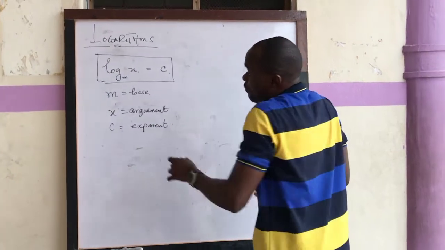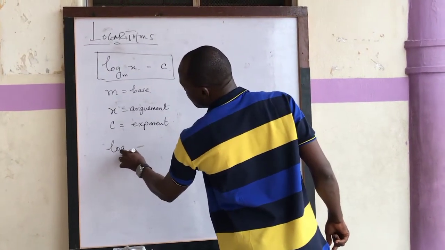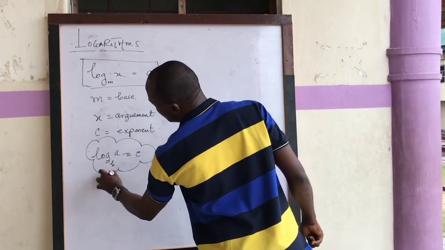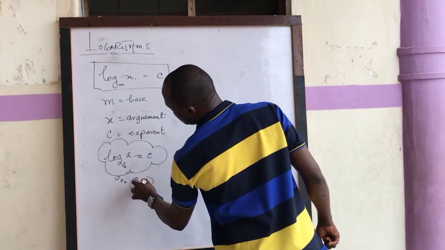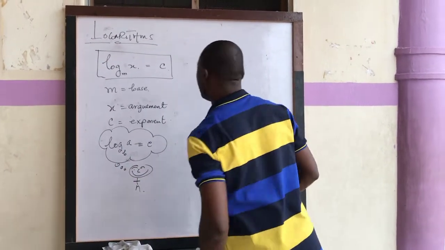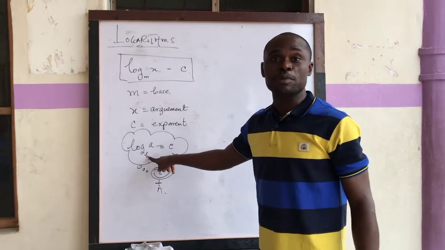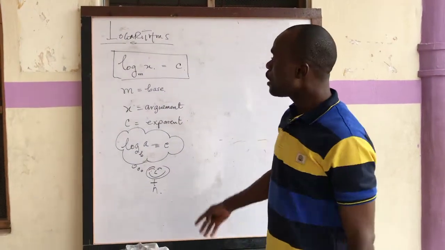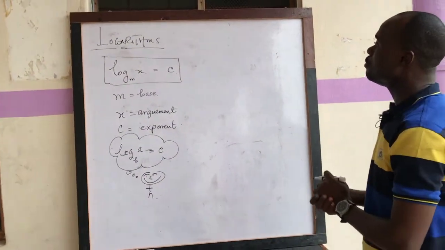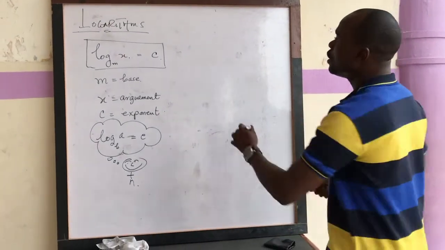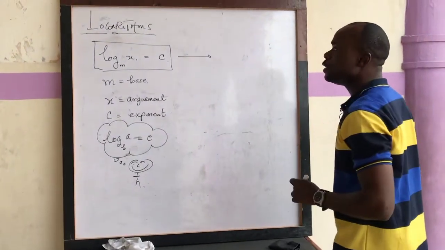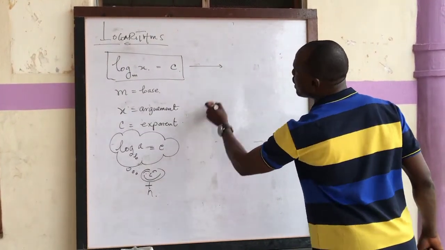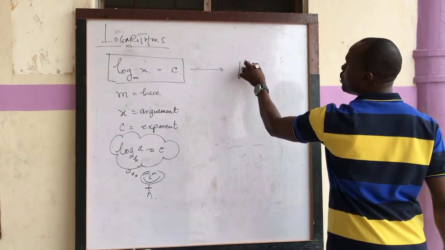Sometimes I advise students to always have this in their heads, because this will give you a smile. You remember that this is the base, this is the exponent, and that is the argument. This is basically logarithm for you, and it will help you to rewrite this, because if that is true, then this can be written as m raised to the power of c equals x.